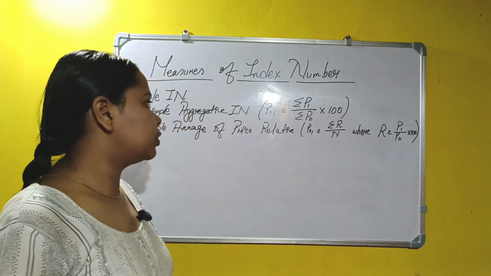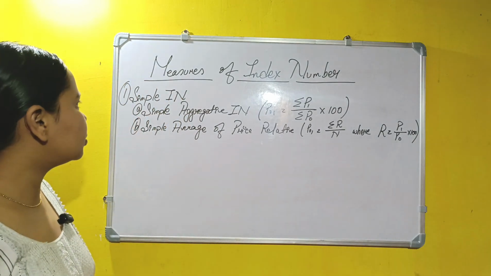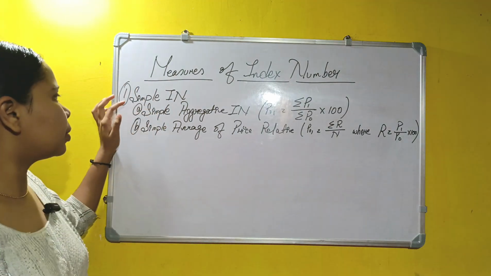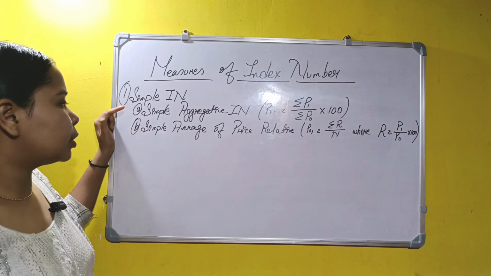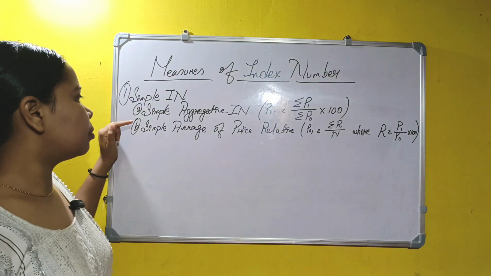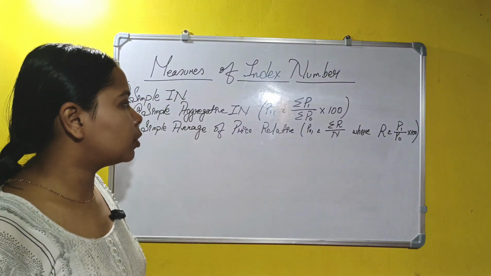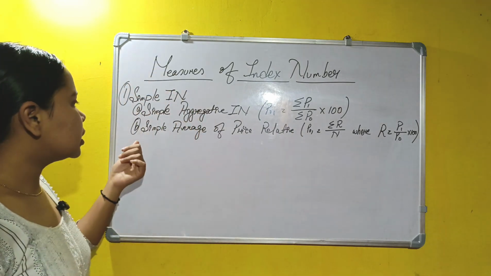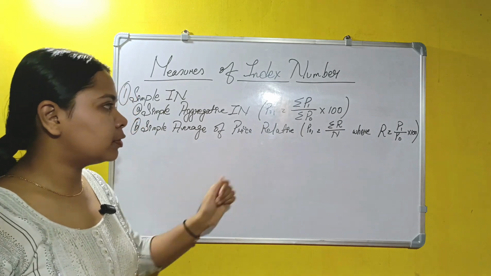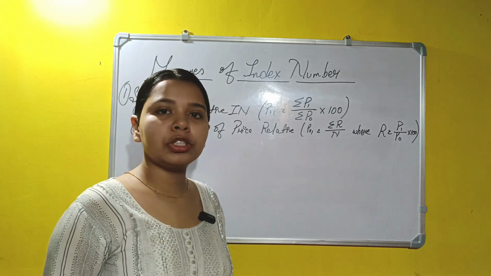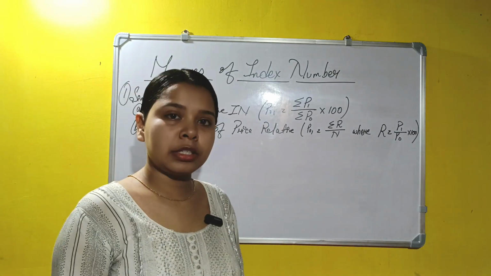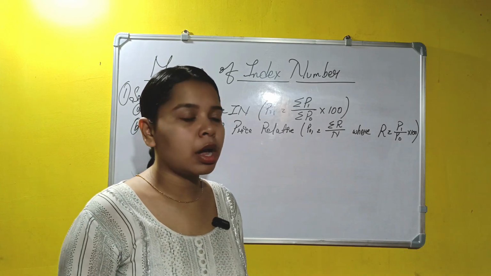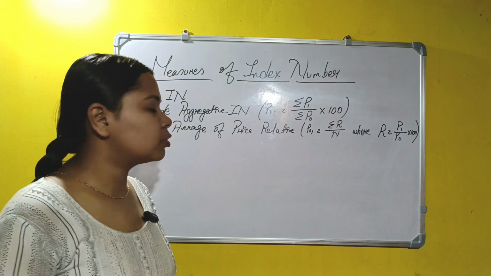For a quick revision, measures of index number are of two types. The first one is simple index number, and under this, the first one is simple aggregative index number, where the formula is summation P1 divided by summation P naught into 100, and simple average of price relative is equal to P naught 1 equal to summation R divided by N, where R is the price relative, which is equal to P1 divided by P naught into 100. So with this we are going to start with the numericals.